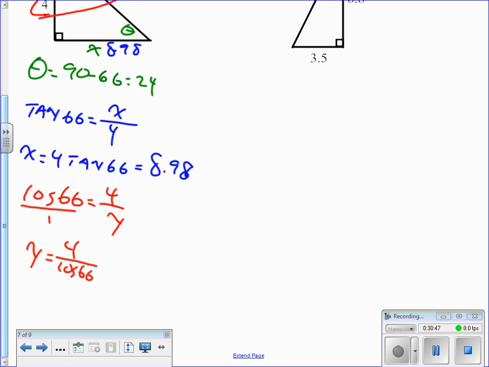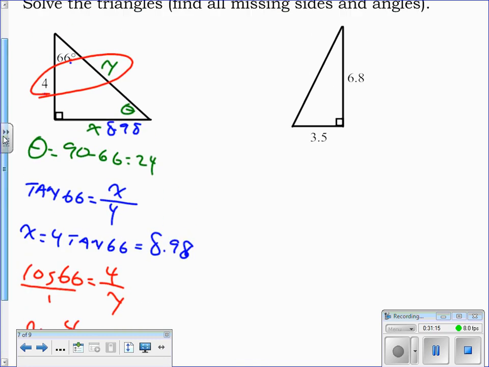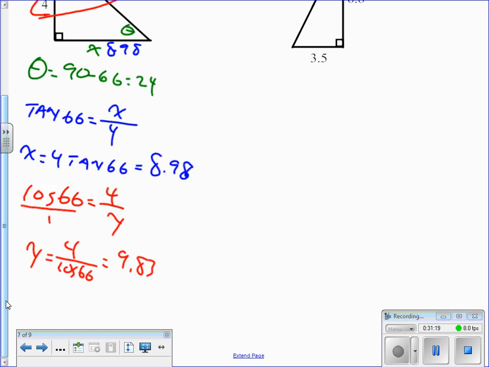If you have two fractions equal to each other, you can swap the diagonals and they will still be equal to each other. You can flip them both over and they will still be equal to each other. So 4 divided by the cosine of 66, 9.83. Questions on this first triangle? Okay.